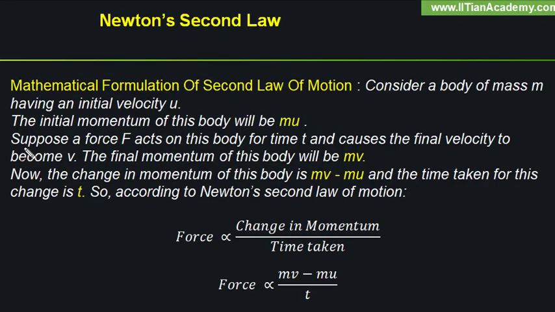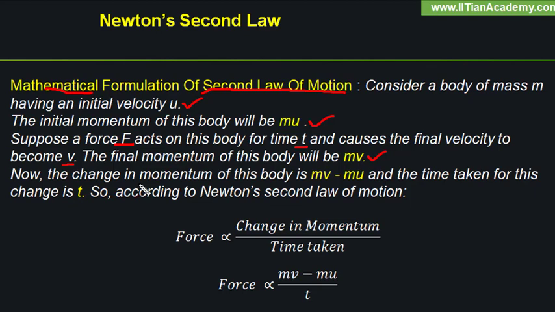Mathematical formulation of the second law of motion. Consider a body of mass m having an initial velocity u. The initial momentum of this body will be mu. Suppose a force F acts on this body for time t and causes the final velocity to become v. The final momentum of this body will be mv.